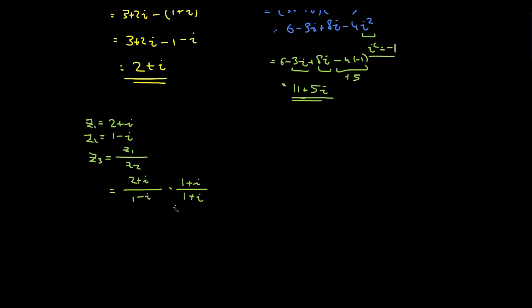Alright, but how did I get this number? I just flipped the sign in front of the i, right? So this was minus i and I made it plus i. If it was negative 2i, I would have made it plus 2i. If it was 1 plus 3i, it would have become 1 minus 3i, something like that. So you flip the sign in front of the i.